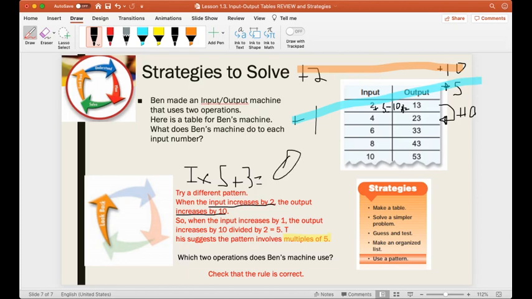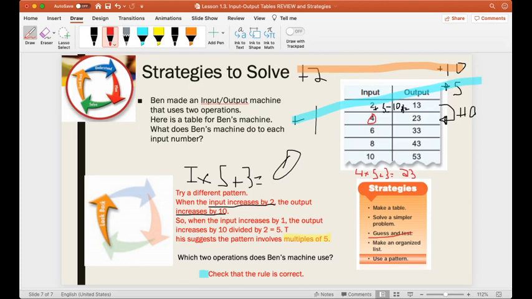Now let's see if that works, because it didn't work last time. We're going to rewrite this, but we're going to do it for 4. So we have 4 multiplied by 5 plus 3. See if it works. Right now we're checking to see if the rule is correct. 4 times 5 is 20, plus 3 is 23. So we guessed, and we tested, and we found that it's right.